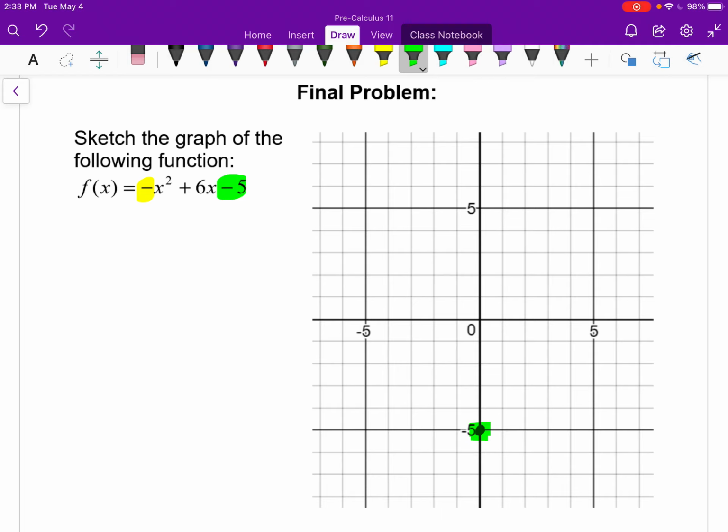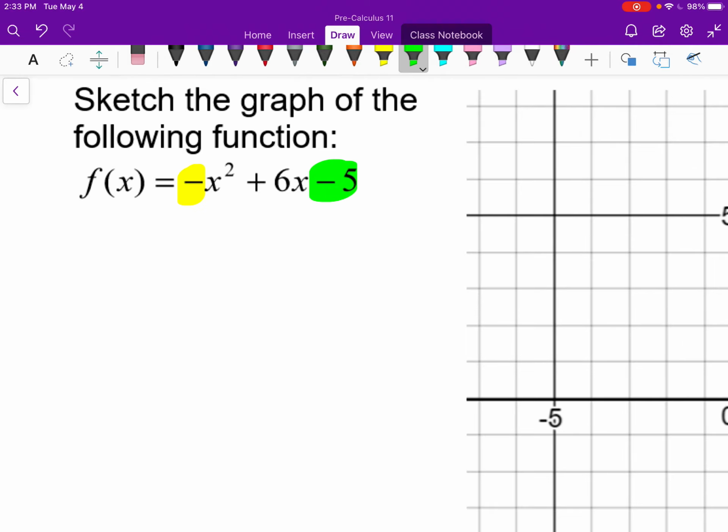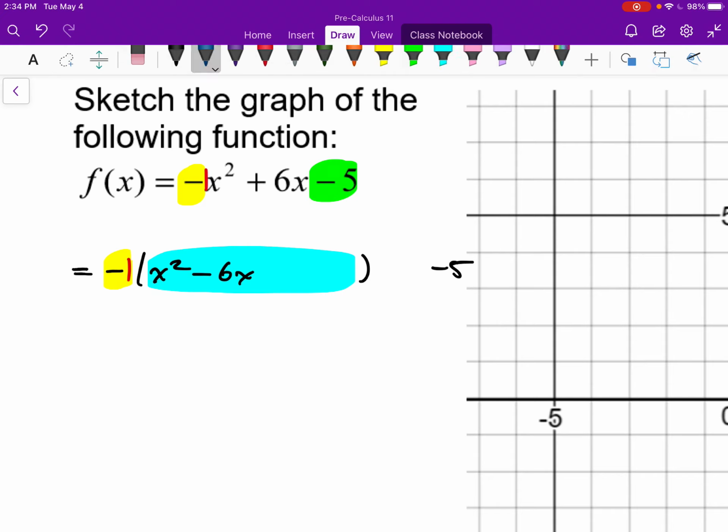Going forwards, though, I really need to put this in vertex form to visualize this function properly. And so again, my a value is negative 1, or a negative, so I want to factor out the negative from my first two terms. And again, if it helps to put a little 1 here, then put a little 1 here. So I have x squared minus 6x, give myself some space, write the minus 5 over here. So I factored out the negative 1. Easy to miss that. Everything inside here, I want to create a perfect square, which means that missing term will have to be half of negative 6 squared, so plus 9.